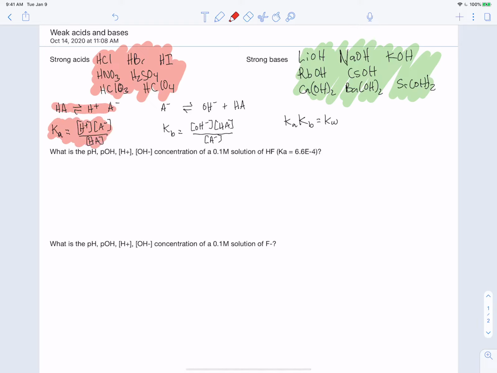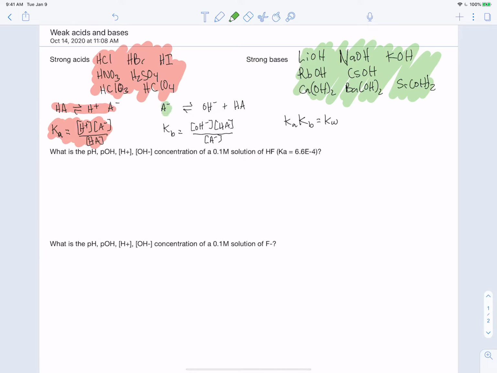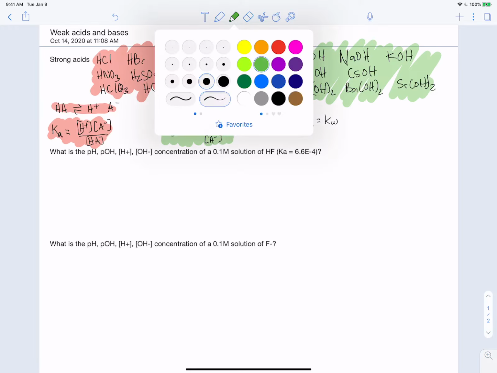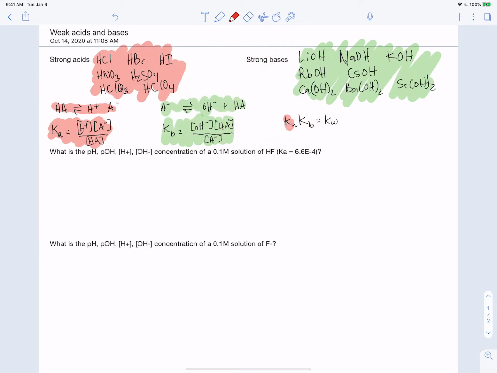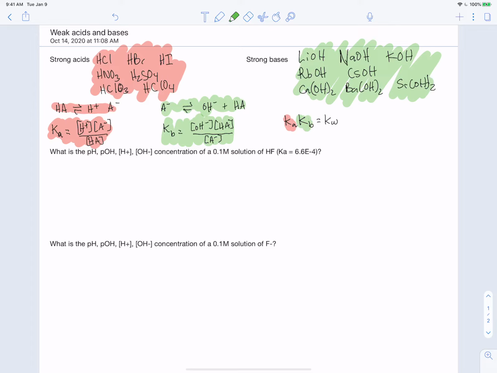We have the Ka, which is the acid dissociation equilibrium expression. We have Kb, which is for base dissociation. And then we also have this expression over here that relates the two. It just says that the Ka and the Kb, we multiply those together, that's going to equal Kw.